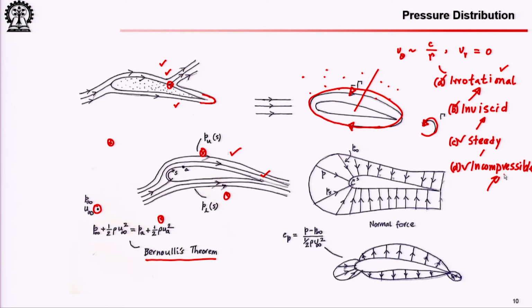So, if you have these four things being satisfied, then Bernoulli's theorem tells you that you can connect any two points: static pressure plus half of density times velocity square. So, you can write this between any two points in the flow field, if the flow field is irrotational, inviscid, steady and incompressible, and we will see that it is not a very stiff requirement in real flow fields also, not just beyond the boundary layer.